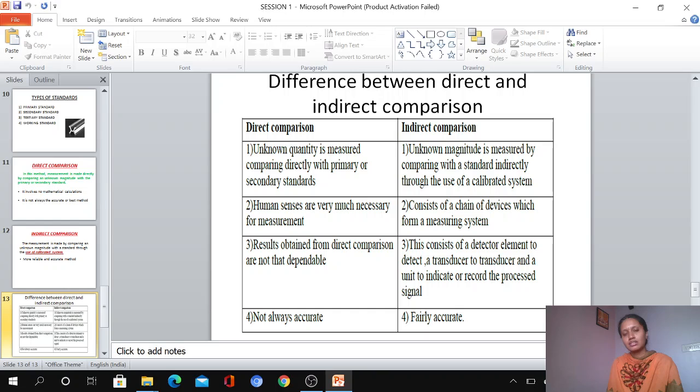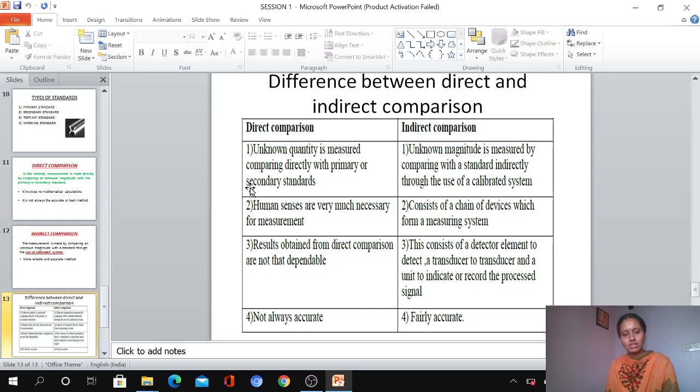So see, when we compare the difference between the direct and indirect comparison. In direct comparison, the unknown quantity is measured by comparing directly with primary or secondary standards. As I told you, primary or secondary standards are master standards. The primary standard is a master standard and will have accurate measurement. The standard will be very precise, very accurate, because it is maintained under controlled environmental conditions, so the measurement of that standard won't change. So direct comparison means comparison between the unknown magnitude and the primary or secondary standards.